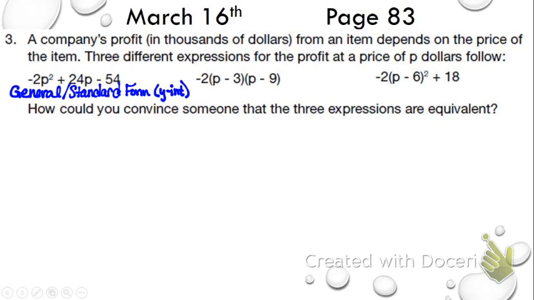What form is the middle one in? Factored form. Also sometimes gets called intercept form. What's it useful for? The roots. And then what about the last one? Vertex form. That's our vertex form. And why do we like it? It gives you the vertex.